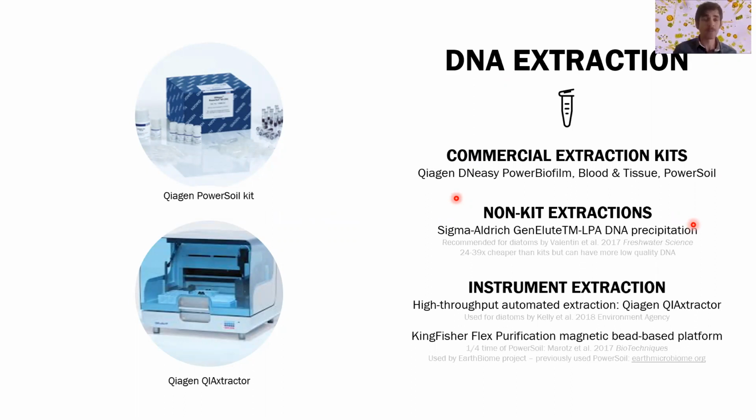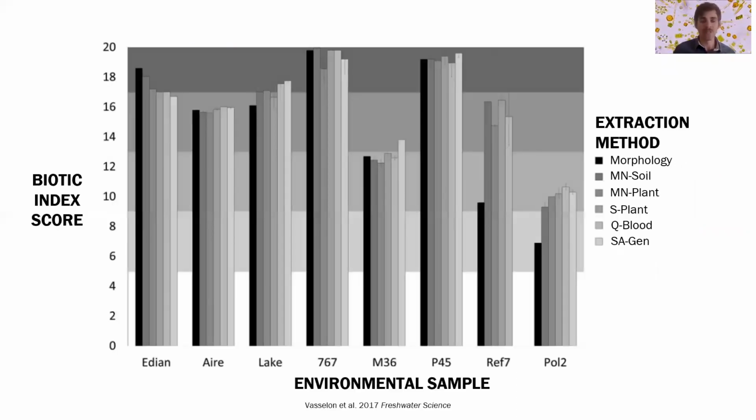And then there are instrument extractions, which use both commercial kit and non-kit extraction methods for higher throughput, to make the time of extracting DNA about 25% of what it would be on the benchtop. But the main question is whether these extraction methods differ for our final assessment or our final community composition. And the main answer is they don't really.